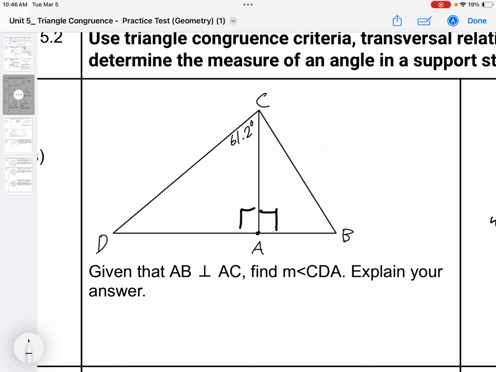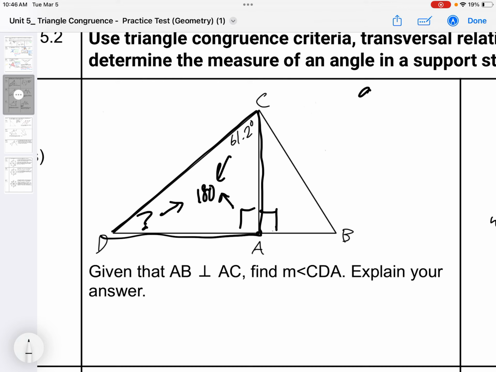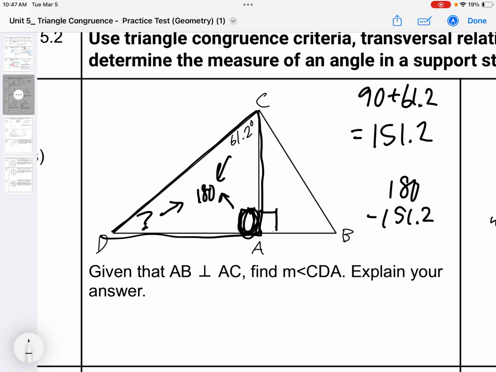We need to find measure of angle CDA. So here's the question mark. If we need to find it, well, it's part of a triangle. Here's the triangle. Triangles have to add up to 180 degrees. So all three of those need to add up to 180. So far, we have 90, which is from there, and 61.2. Those add up to give 151.2. Well, we know the total has to be 180, so we just take 180 and subtract off the 151.2, and that means this has to be 28.8 degrees.